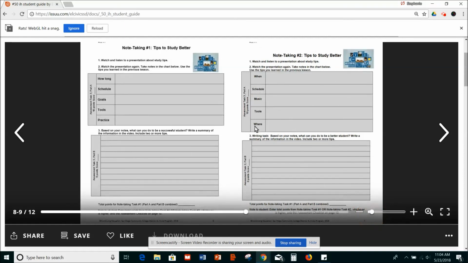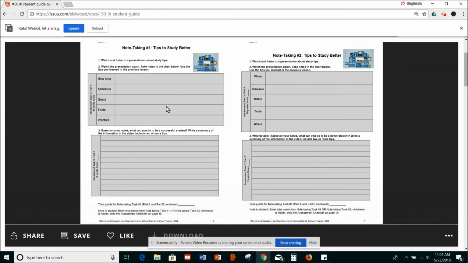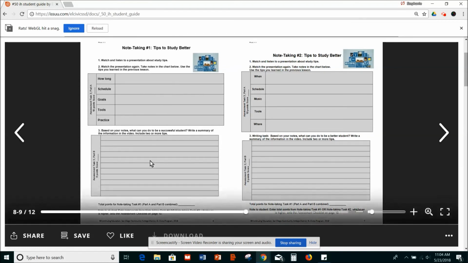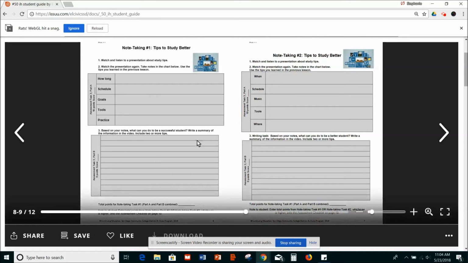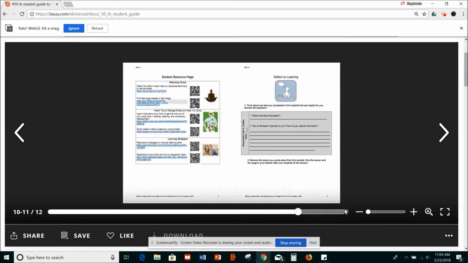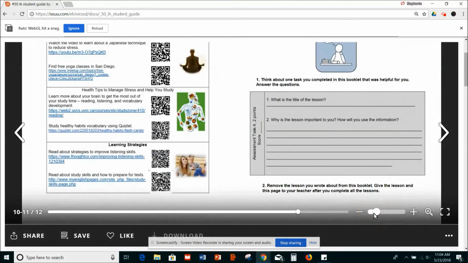Task 3A is a note-taking exercise based on a video about study habits. Students will write a summary of the video based on their notes. This is Task 3B, worth 8 points. As in the beginning level guide, students have 2 opportunities to complete this task. A resource page is provided on page 8.